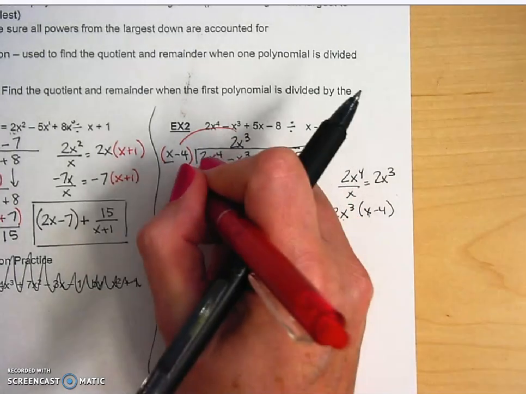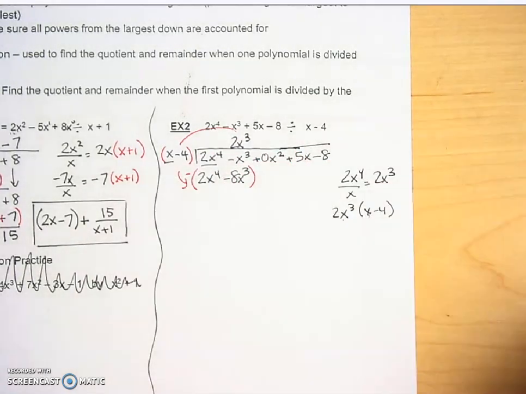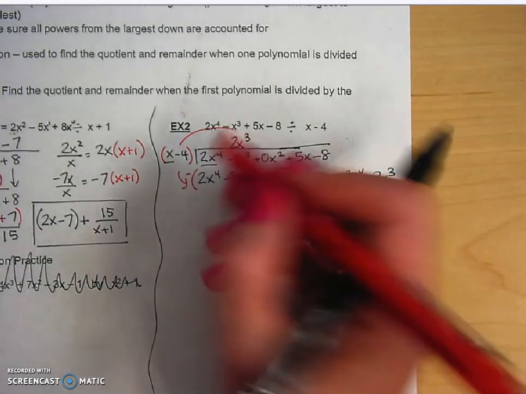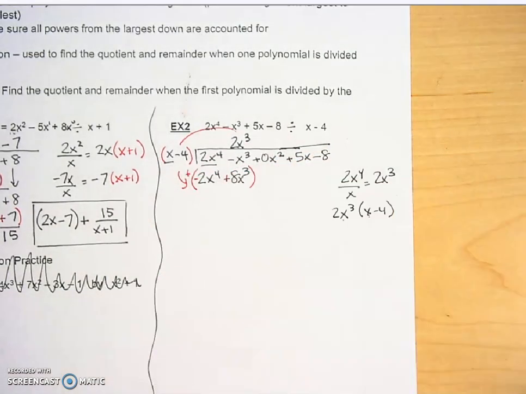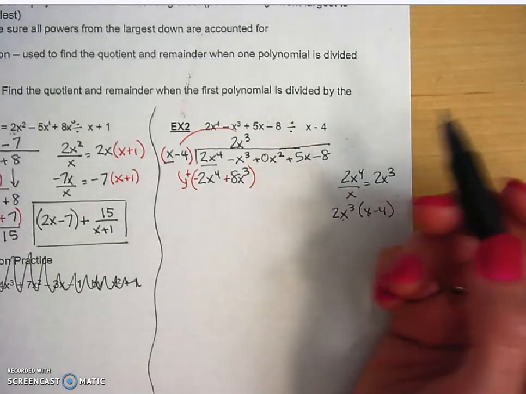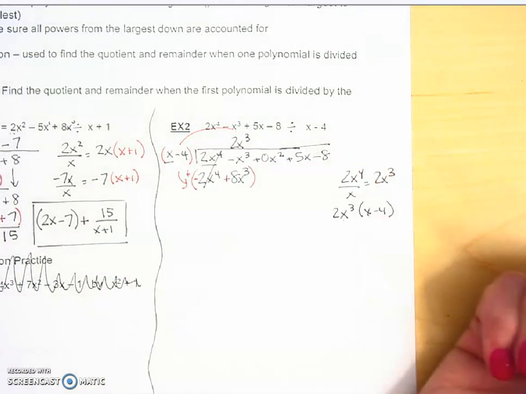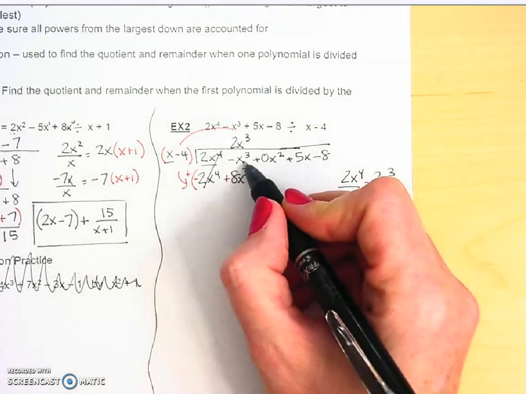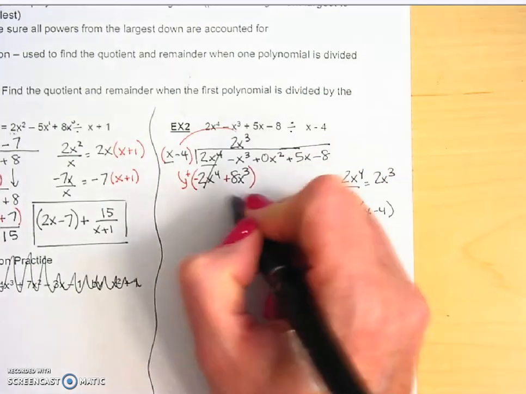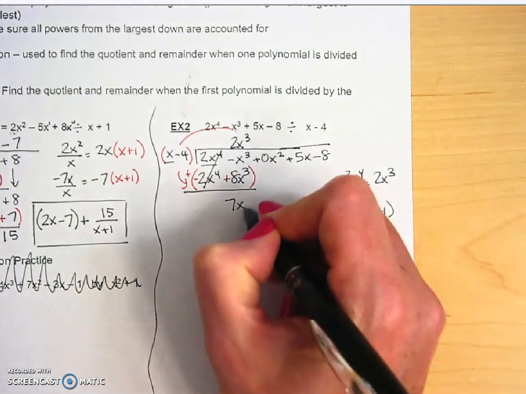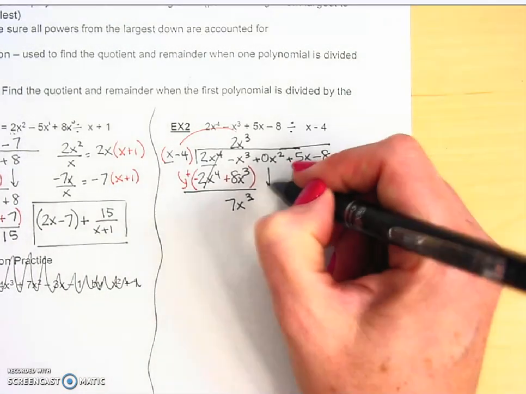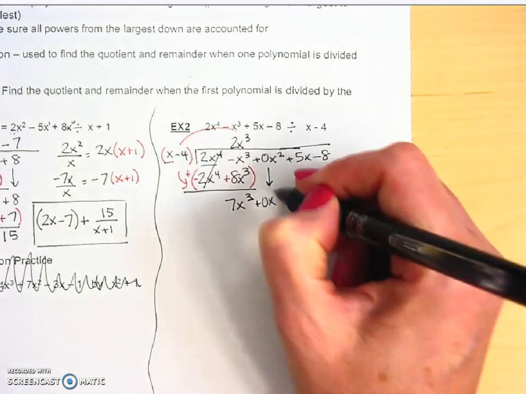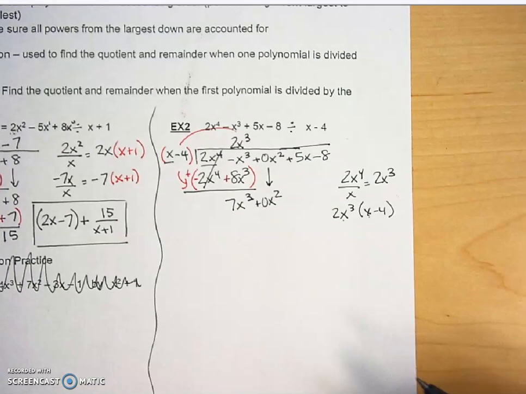And I have to subtract that whole row, so that's the same as changing their signs. So the 2x to the 4's cancel, and then I have a negative 1x cubed, positive 8x cubed is 7x cubed. And then I bring down my next term. And I start all over again.